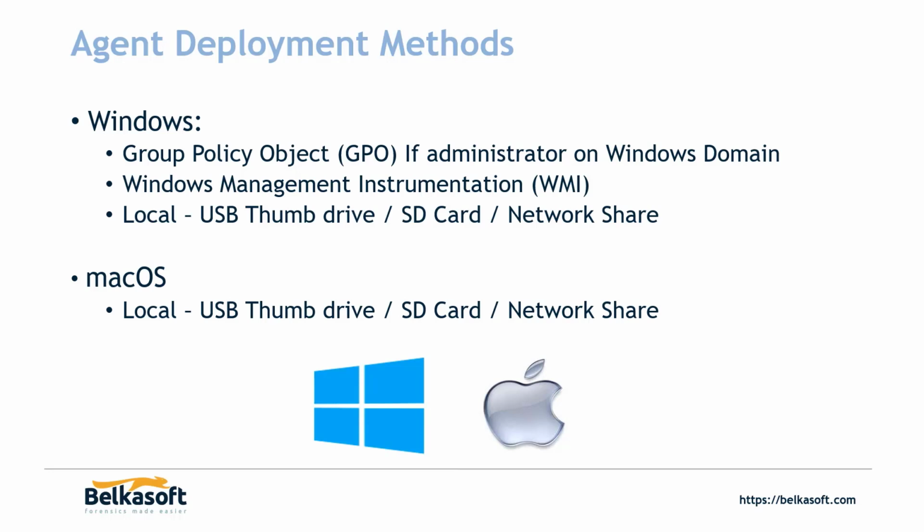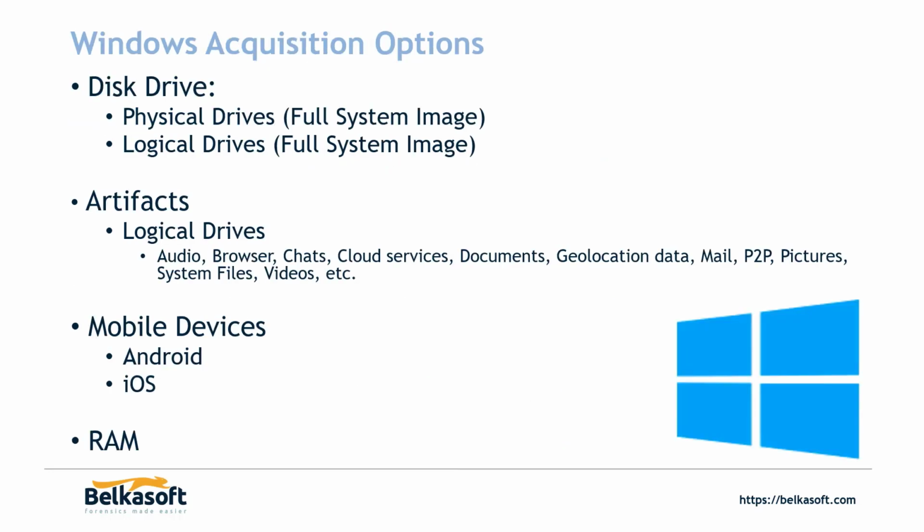Next is the agent deployment for Mac. Seeing as how Mac does not have GPOs or Windows Management Instrumentation options, the only option that we have available would be that local USB thumb drive or that network share, SSH. However you can connect and push that agent to a machine in your network can be done with this local option.